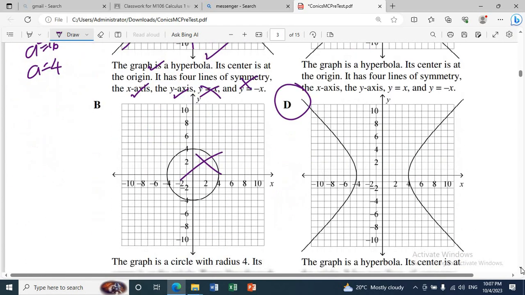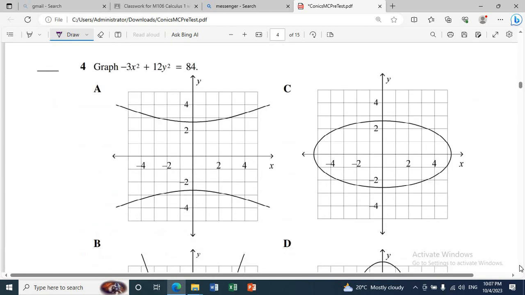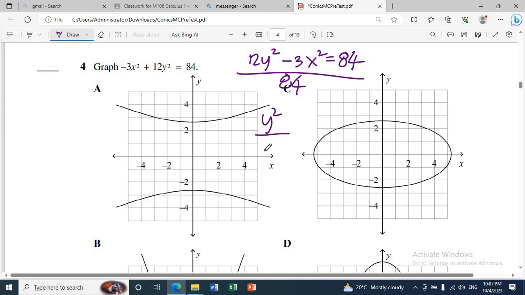Next item, number 4. Graph negative 3x squared plus 12y squared is equal to 84. So I'm not gonna start with a negative value, so I'm gonna fix this. 12y squared minus 3x squared is equal to 84. Okay. And if you divide everything by 84, so we have here y squared divided by something minus x squared divided by something is equal to 1.